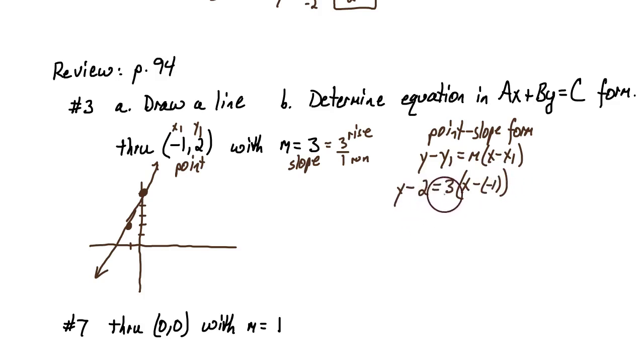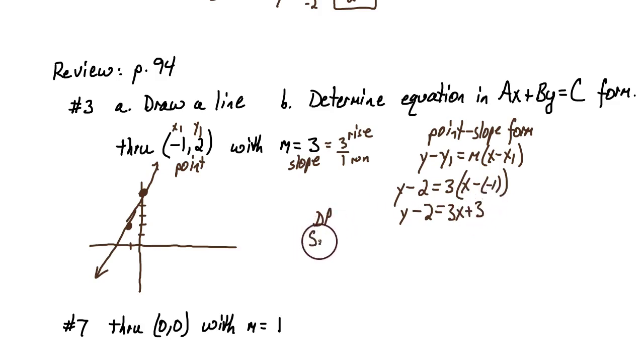Here's an equation of the line, but it's not in the form ax plus by equals c. Let's do the distributive property. Y minus 2 equals 3 times x is 3x. The negative of the negative 1 is really a plus 1. When you times that by 3, we get positive 3.